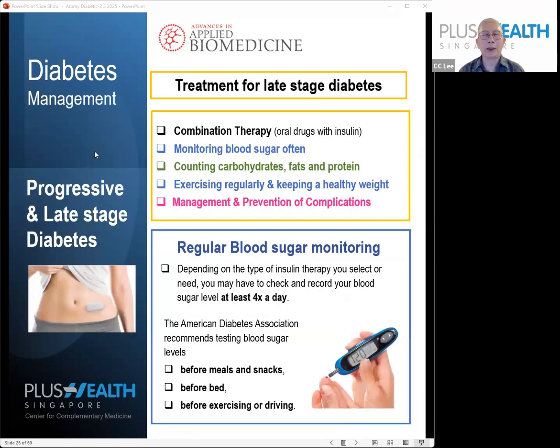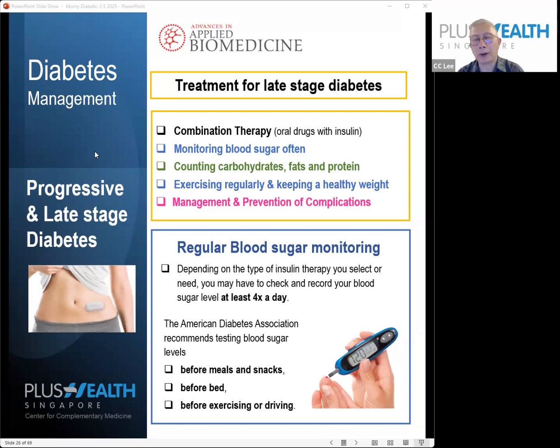Okay, now what is late stage diabetic management? In terms of treatment for late stage diabetes, I have mentioned, right? The doctor will basically prescribe a combination therapy, oral drugs with insulin, right? Then you are required to monitor the blood sugar often, right? And with your food and dietary intake, you have to become very careful, right? So you need to count your carbohydrate, fat, and protein intake carefully. That means basically you need to have a restricted diet. That means your diet has to be regulated and controlled.